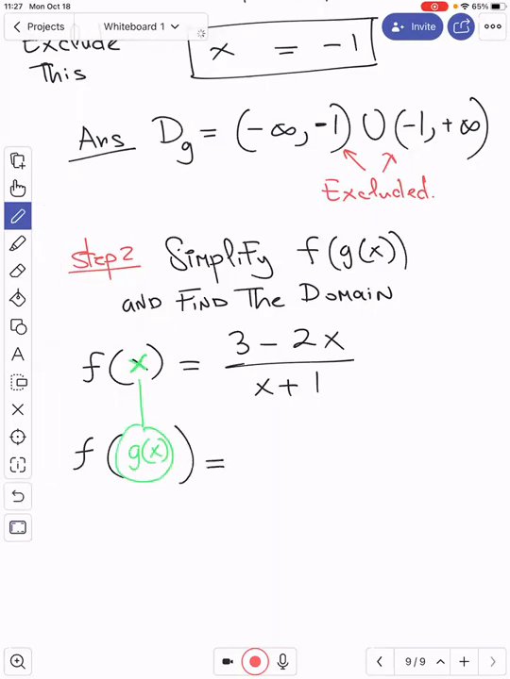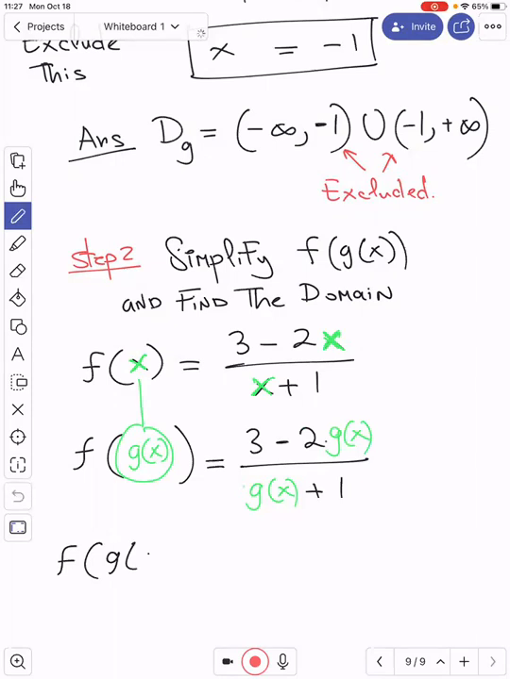So we need to replace both x's. There's an x in the top, an x in the denominator. So we replace both x's by g. So there's this 3 minus 2 times g, and in the denominator, it's now g plus 1. All right, so let's do this. So this is f of g of x. It's 3 minus 2 times the g. The g is 2 over x plus 1.